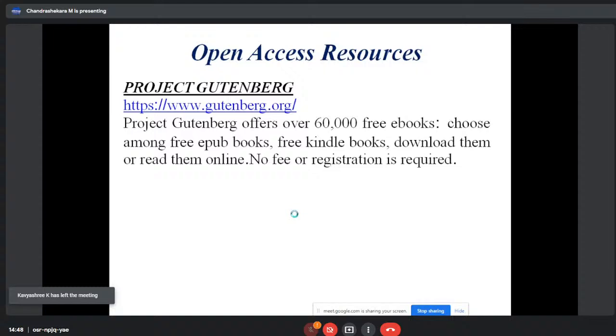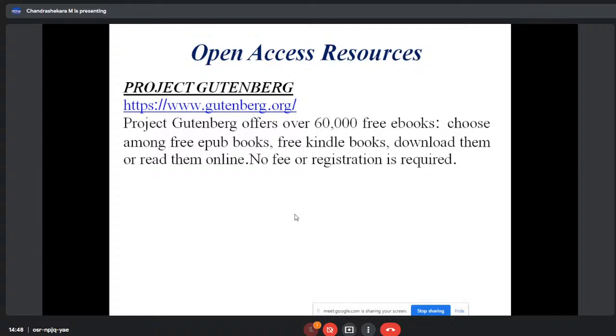It offers over 60,000 free books. Okay, 50,000. Choose among free books, free Kindle books, download them or read them online. No fee or registration is required. Project Gutenberg, gutenberg.org.